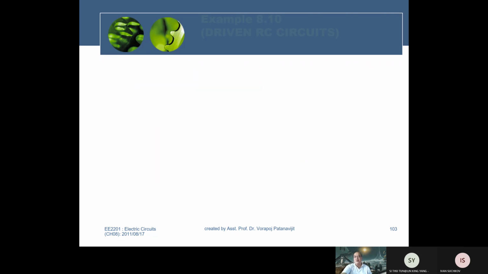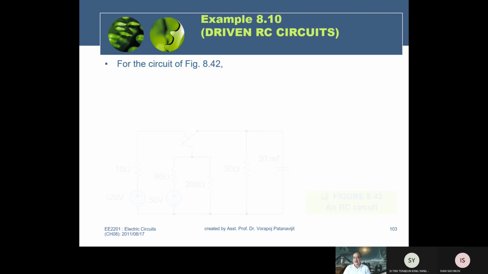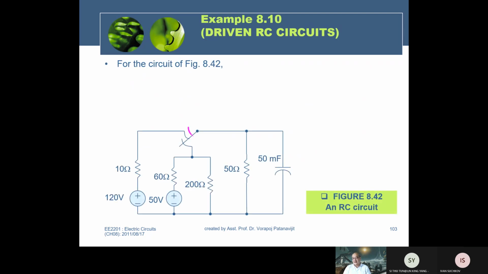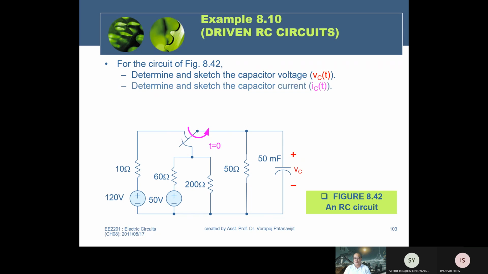Now, in order to give you more understanding, we will provide you an example case. This circuit is considerably big and difficult. The switch has been pressed in the top position for a long time. Determine and sketch the capacitor voltage VC, and determine and sketch the capacitor current IC. After that, determine and sketch the resistor current shown in the diagram.